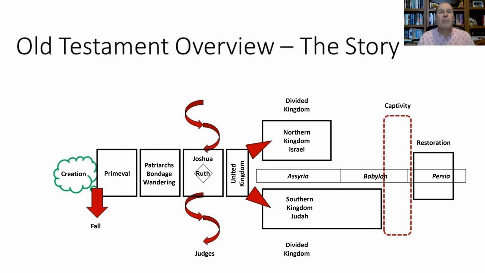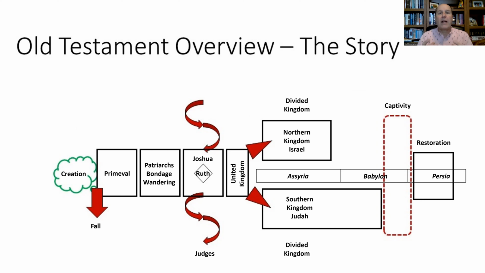And the reason why he ends up poorly is because he has this overwhelming desire for women from foreign countries. As a result, his divided heart, because of so many women, leads him to go after their false gods. And so his divided heart results in a divided nation. Ten tribes go to the north, two go to the south.